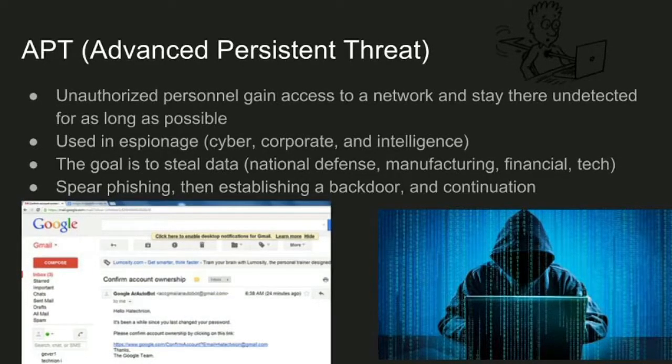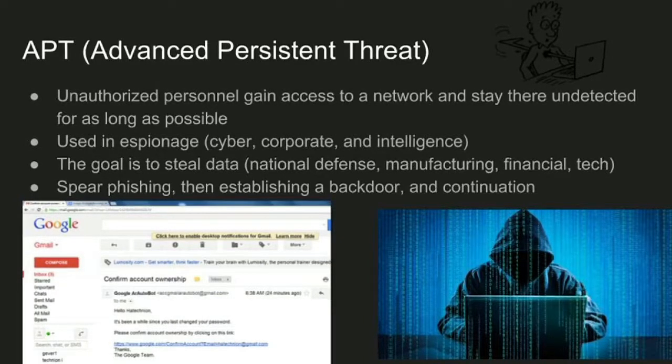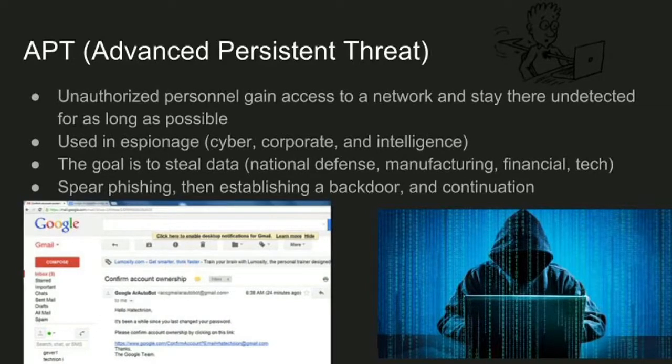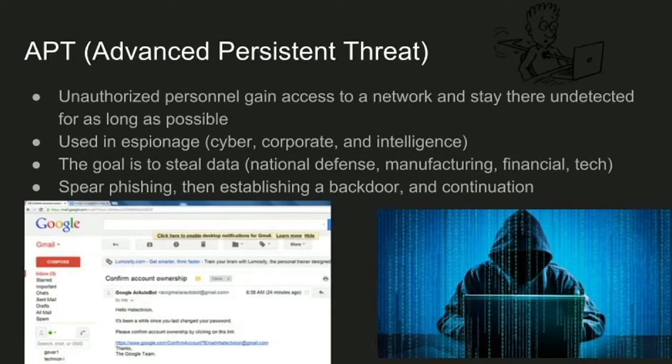Now, although APT attacks are difficult to identify, the theft of data can never be completely invisible. So, detecting anomalies in outbound data is perhaps the best way for an administrator to discover that his network has been the target of an APT attack.